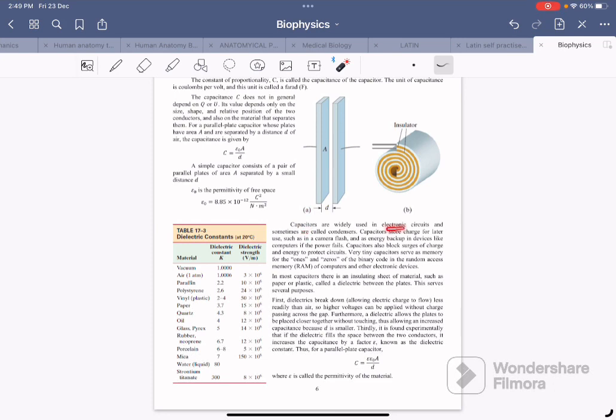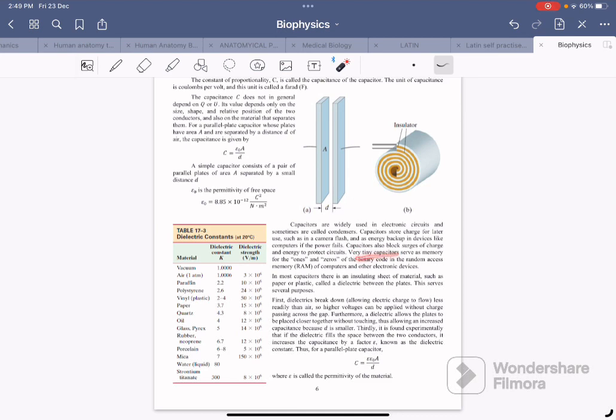Capacitors are widely used in electronic circuits and sometimes are called condensers. Capacitors store charge for later use, like in a camera flash, and energy backups in devices like computers if the power fails, just like our small power backup. A capacitor also blocks surges of charge and energy, which helps in the protection of the circuit.